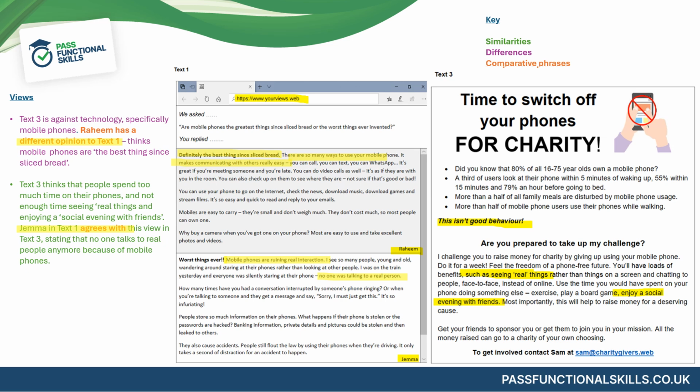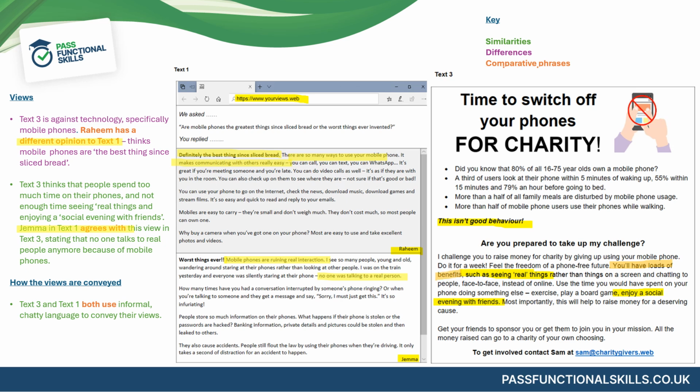So next let's think about how the views are conveyed then across the two texts. So a good thing to start by looking at is formal and informal language. Often people find this quite easy to spot in texts. So we can see that both of these texts use very informal, chatty language to convey their views. We could give some examples of that as well. So for example, in text 3, we've got you'll have loads of benefits. Quite a casual way of putting it there.